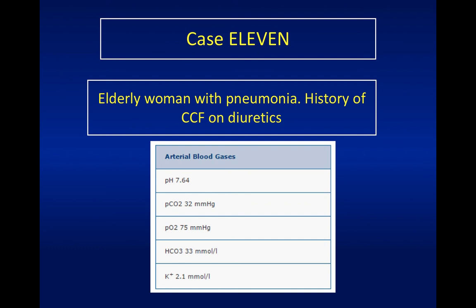The PO2's not terrible. The pH suggests an alkalemia. The PCO2 is low, suggesting a respiratory alkalosis. The bicarb is high, suggesting a metabolic alkalosis. And that's probably what we have, a mixed metabolic and respiratory alkalosis. She has pneumonia. She's likely to be hyperventilating with that. She's on diuretics and she's unable to compensate and change her bicarb concentration.